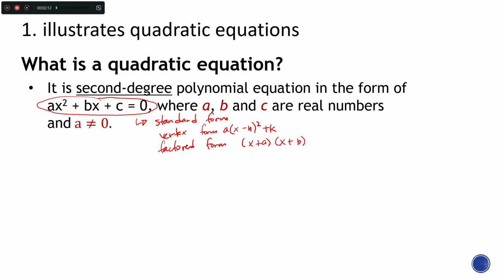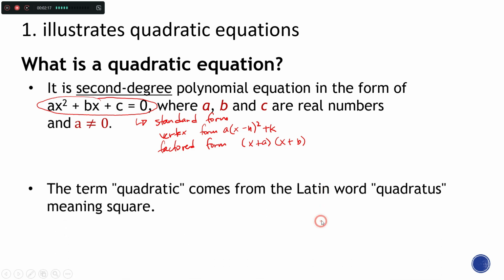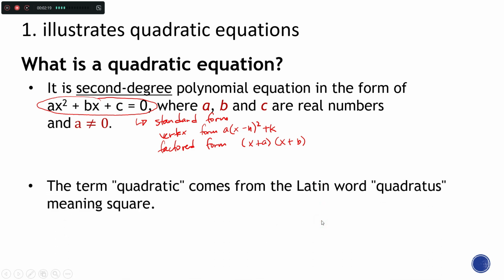All right. And one thing also we need to remember about quadratic equation is the root of that word quadratic. It is from a Latin word quadratus, meaning square. So let me just show you why a second degree polynomial is called quadratic. All right, so we have a square here, and we know that the area of a square is s squared, right? Now, if the length is x, that means the area is x squared.